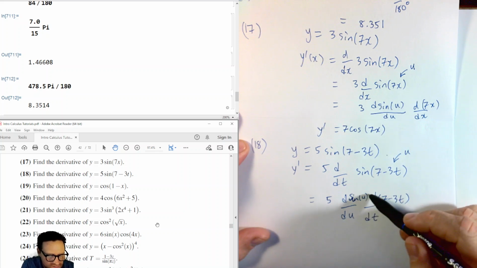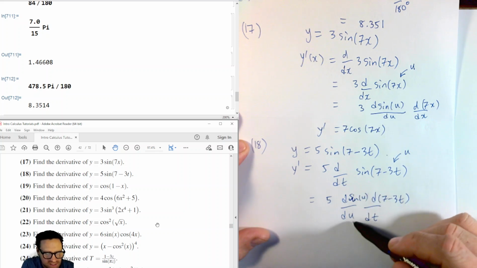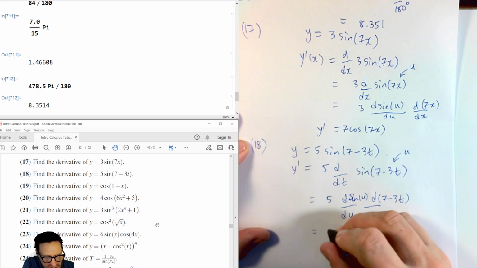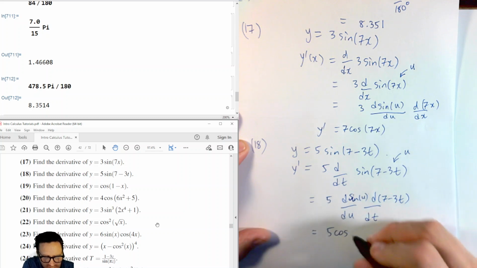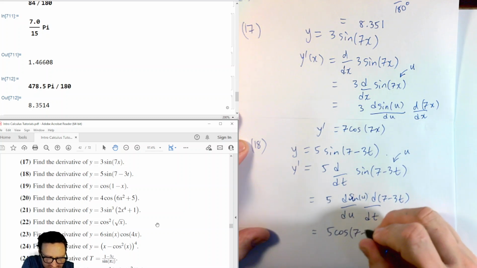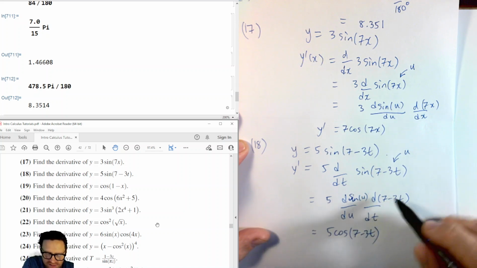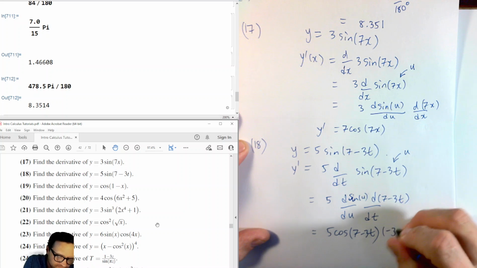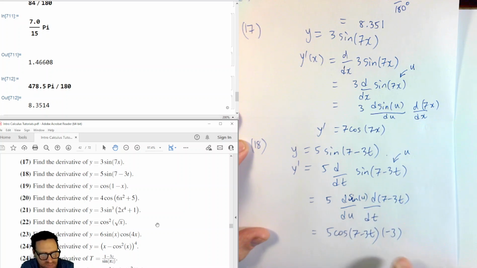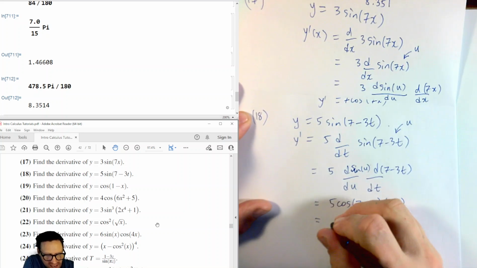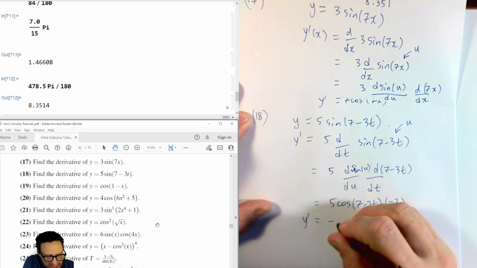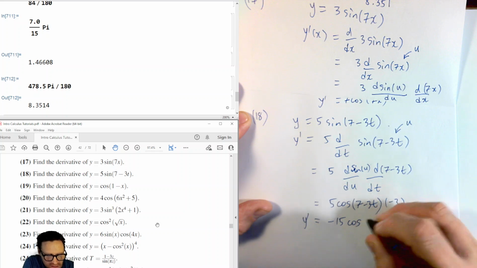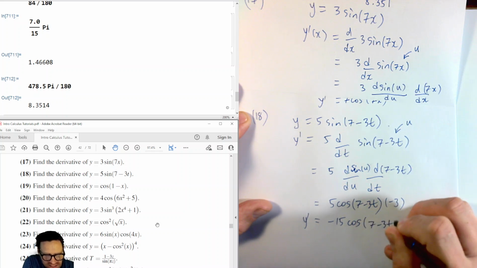The derivative of sine u with respect to u is cos. So we have 5 cos of u, where u is 7 minus 3t. And then the derivative of 7 minus 3t with respect to t is minus 3. So now we just need to simplify. Let's pull this minus 3 over with the 5. And so we have y′ is minus 15 cos of (7 minus 3t).